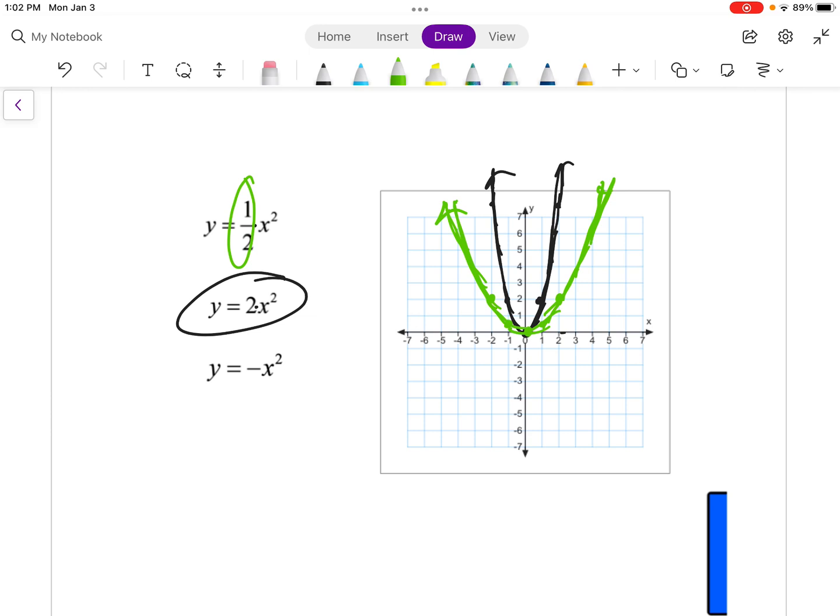Okay, the last thing is a reflection. So if you look at this last one, y equals a negative x squared.